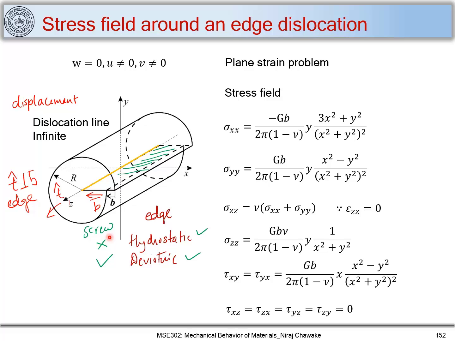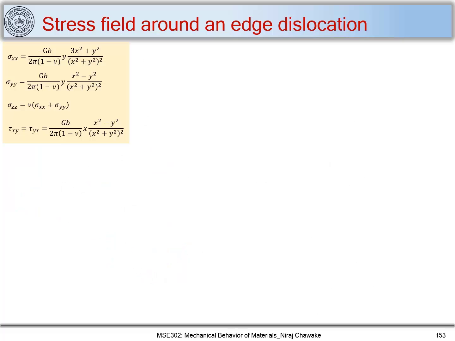Now let's look at the stress field around an edge dislocation. So we have these relations, that is the stress field, sigma xx, sigma yy, sigma zz, tau xy, which we have figured out for an edge dislocation. So let's see how sigma xx, sigma yy, and tau xy vary around a dislocation. For that, let's mark the coordinate axes as x and y, and put a positive edge dislocation at the origin.